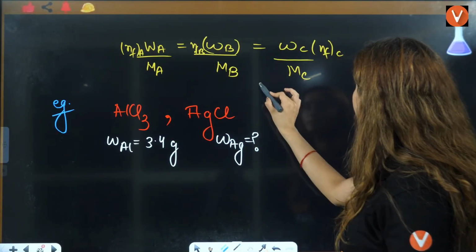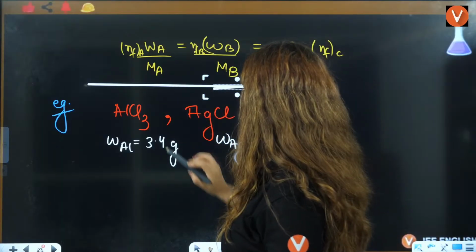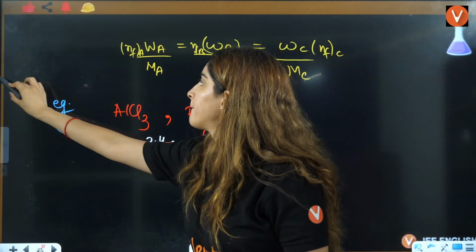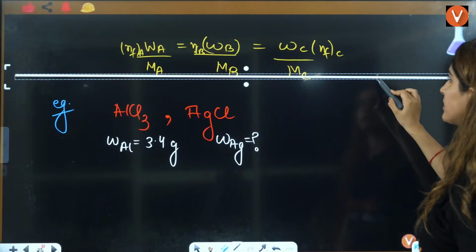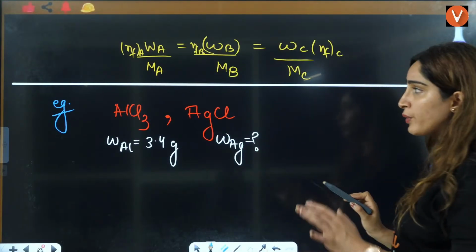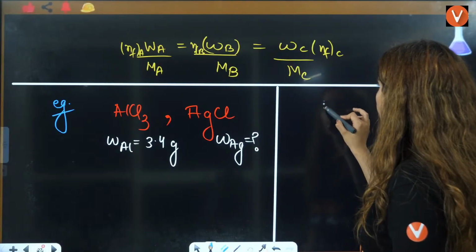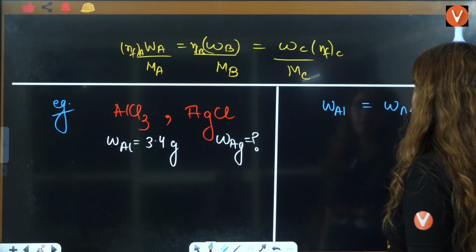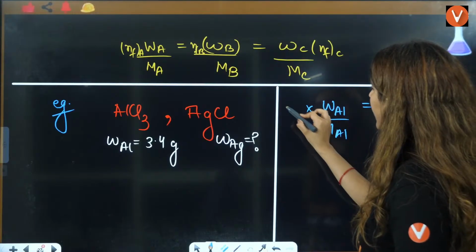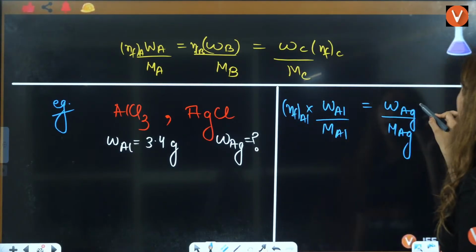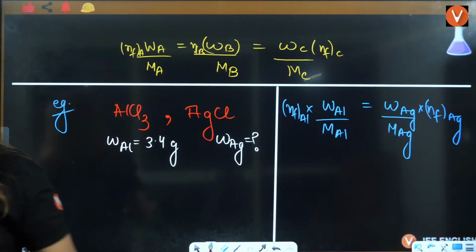Now how do you solve this kind of question? Let us see. So guys, what we will see here is, you will say weight of Al over weight of Ag equals molar mass of Al over molar mass of Ag, multiplied by N factor of Ag over N factor of Al. Same law I am applying here, right?